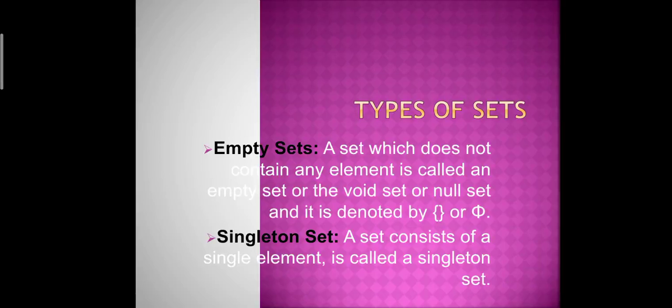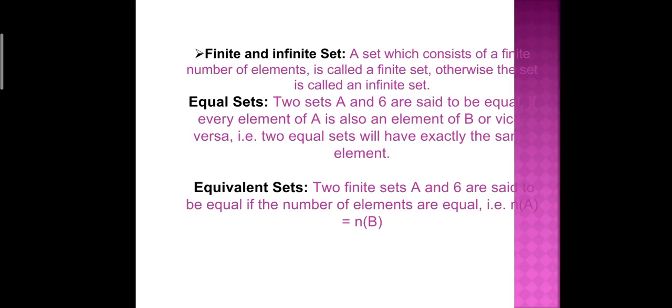Types of sets. Empty set. A set which does not contain any element is called an empty set, or the void set, or null set, and it is denoted by the symbols given below. Singleton set. A set consisting of a single element is called a singleton set. Finite or infinite set. A set which consists of a finite number of elements is called a finite set. Otherwise, the set is called an infinite set.